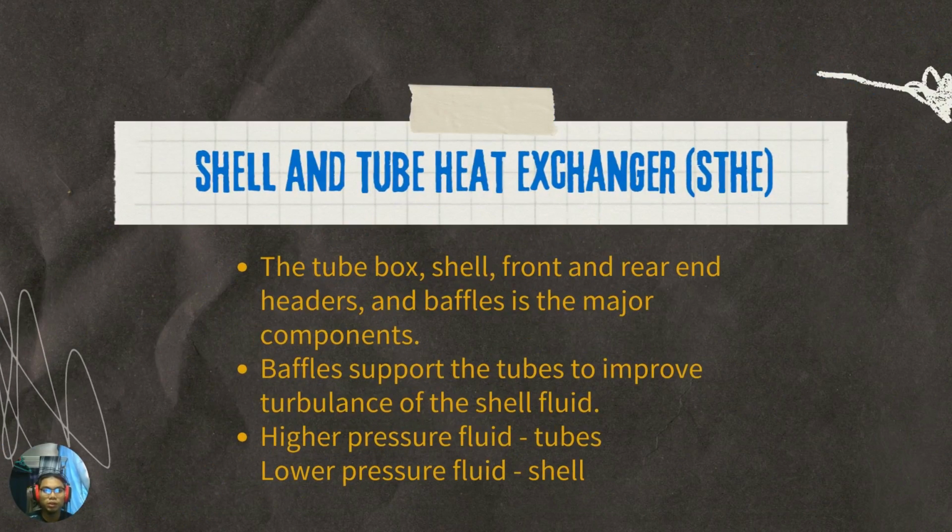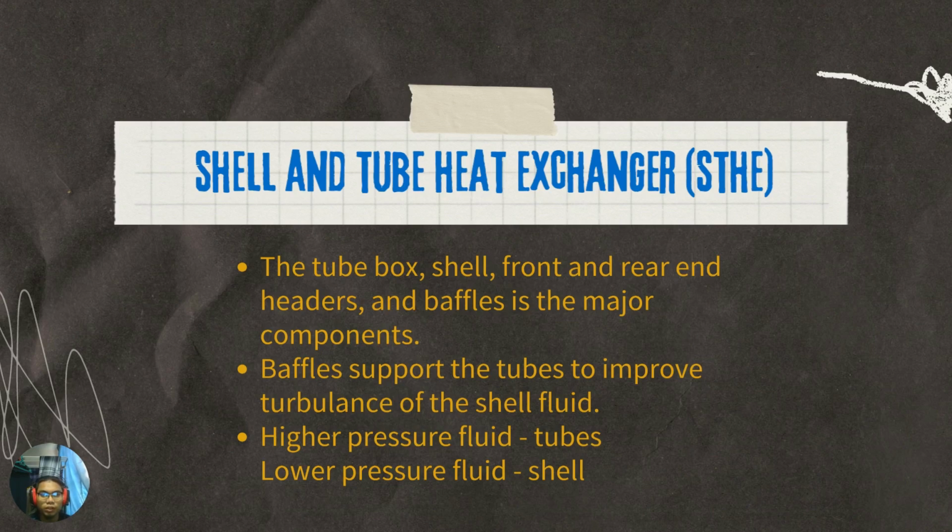There are many types of heat exchangers used in industry, such as the flat plate heat exchanger, the tube and shell heat exchanger, and so on. But the most used heat exchanger in industry is the shell and tube heat exchanger, or STHE, and we only use this type of heat exchanger in this project.